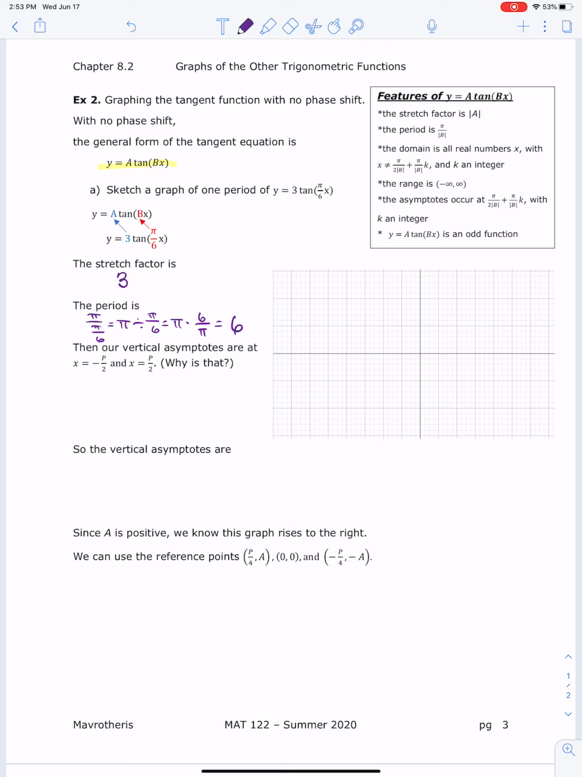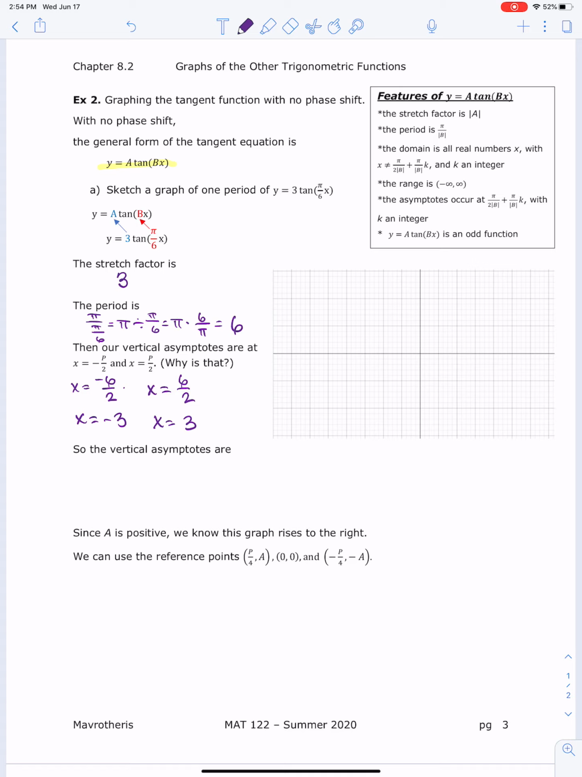And so we go back and forth sometimes between having functions that have periods in terms of pi and periods in terms of whole numbers or rational numbers. It doesn't matter a whole lot. They're all still numbers. Okay. So we have got vertical asymptotes at negative p over 2 and p over 2, where p is the period. So we're at negative 6 over 2, so x equals negative 3 and 6 over 2, so x equals 3.